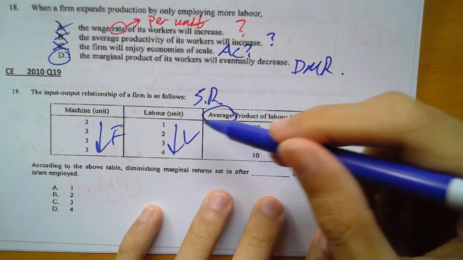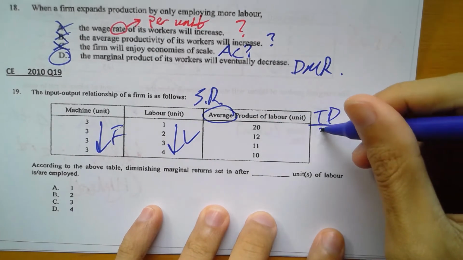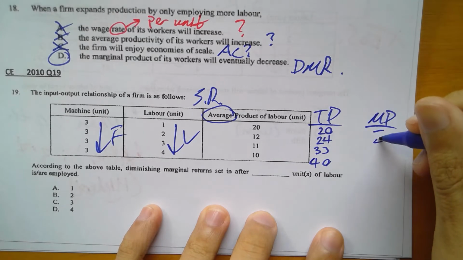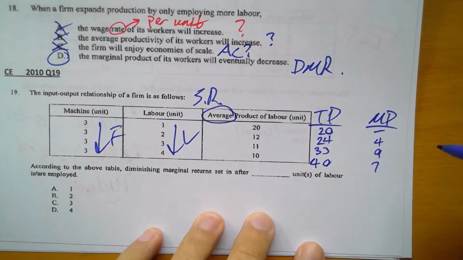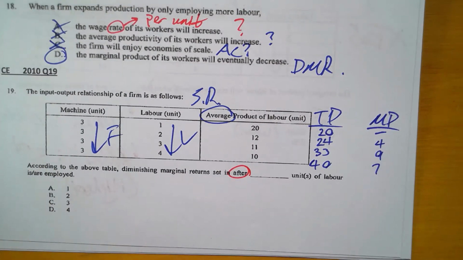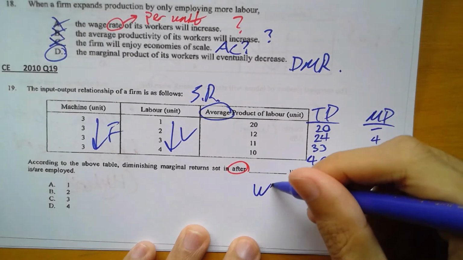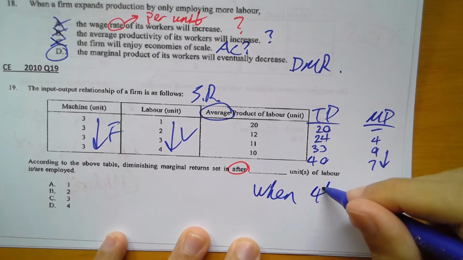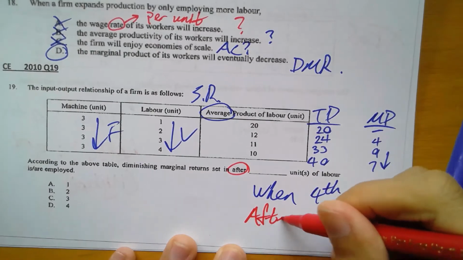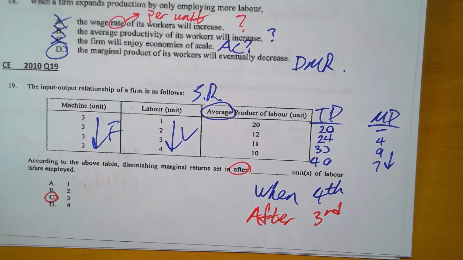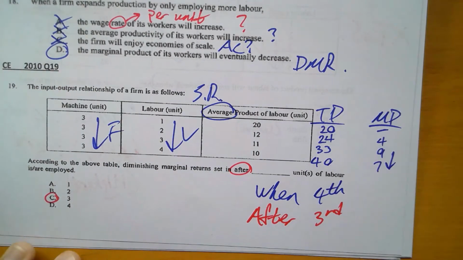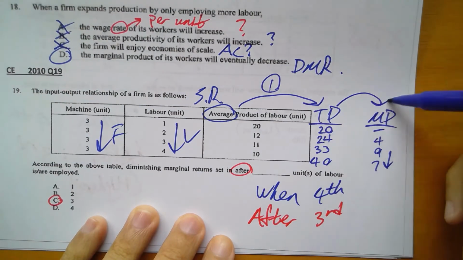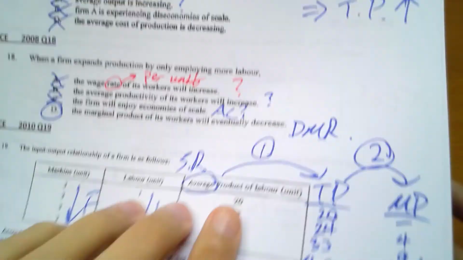So let's work it out. Average product of labor. So we use average times labor because of labor, right? So 20, 24, 33, and 40. So this one I don't know. This one is 4. This one is 9, and this one is 7. Again, right? You see the word after, right? After we are taking the highest point. So this is when fourth unit, like from 3 to 4 it decreases. But after third unit, okay? After, so this will be the 3. Then not difficult, not difficult. Okay, so remember, every time when they give you average, you need to work out total, then subsequently work out marginal. Okay, not difficult, not difficult.